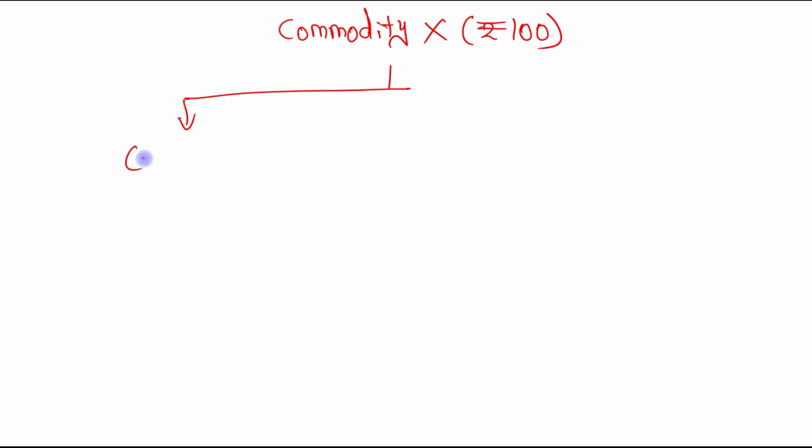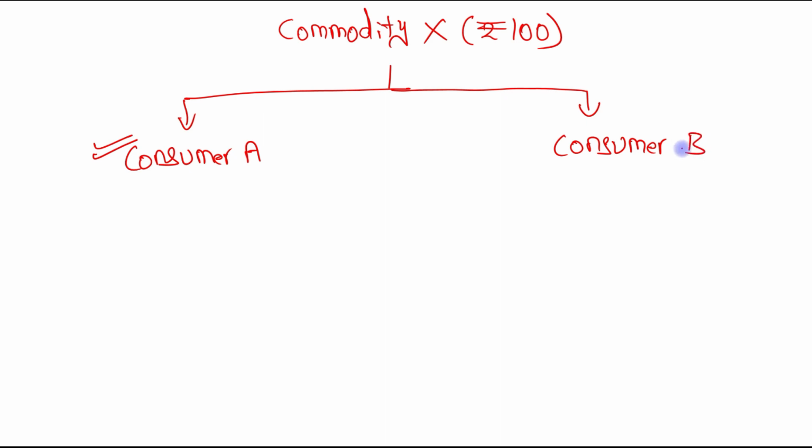Consumer A is able to afford this commodity. But if I talk about consumer B, this consumer is not able to afford this commodity. So according to our example, the total demand in the market is 1 because there is only one consumer who can afford this commodity.